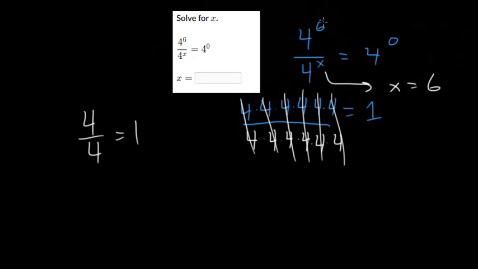It has to be the same exponent so that they all cancel each other out. And this also makes sense with our basic pattern that when they have the same base, you subtract the exponents. Since 6 minus 6 would give you 0. So in this box, x would be 6.